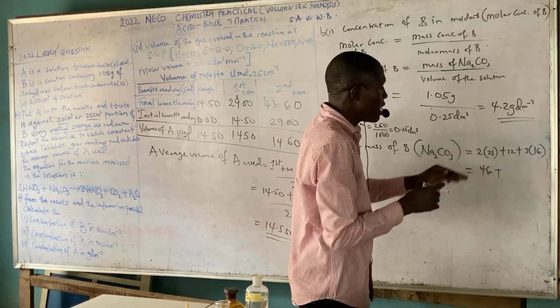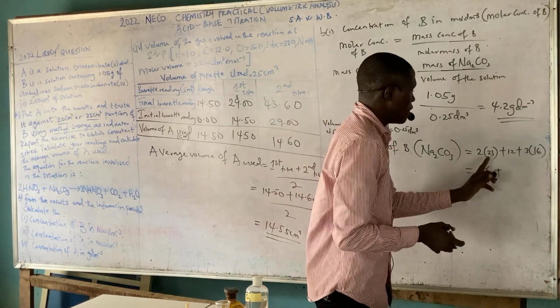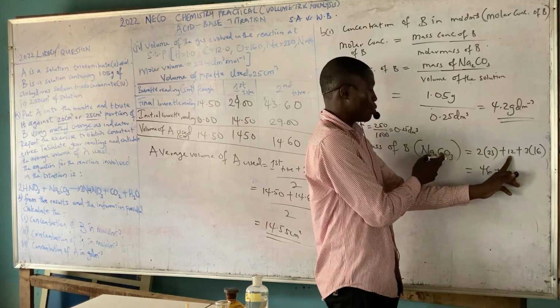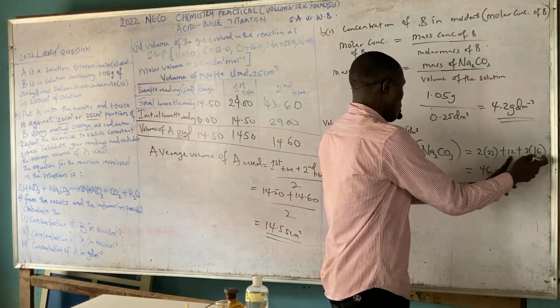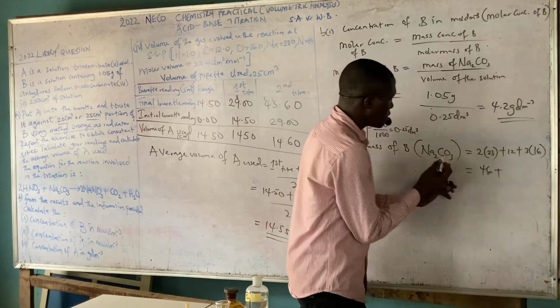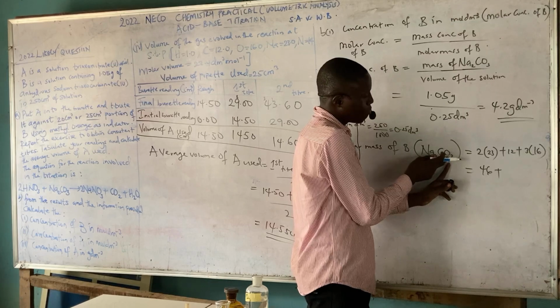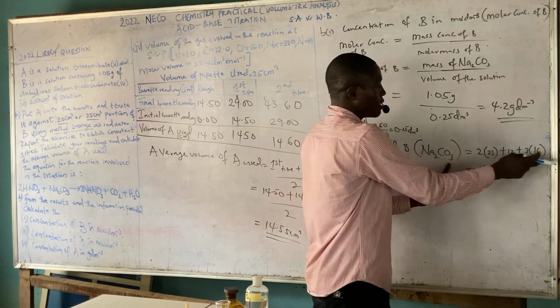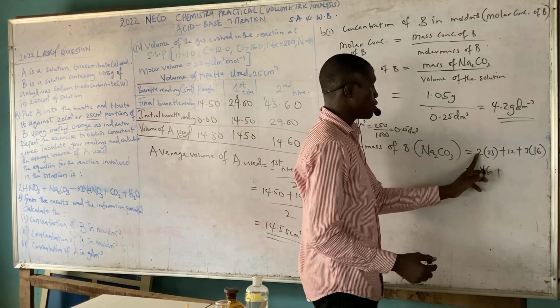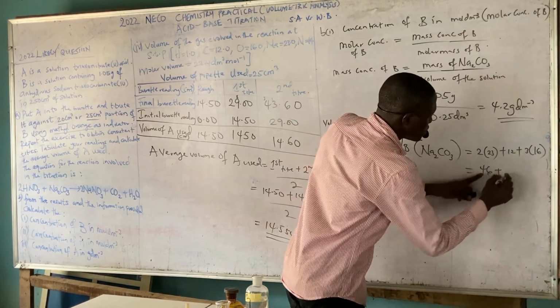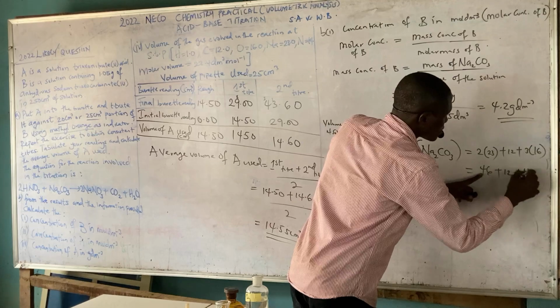Don't forget 23 is the atomic mass of sodium. The atomic mass of carbon is 12. The atomic mass of oxygen is 16, and oxygen is 3 here. The number of moles of oxygen here is 3. So 3 times 16. Sodium is 2 times 23, plus 12, plus 3 times 16. That would be 46 plus 12 plus 48.